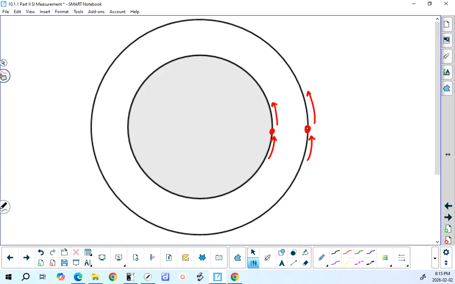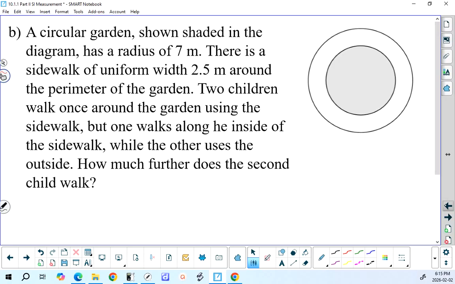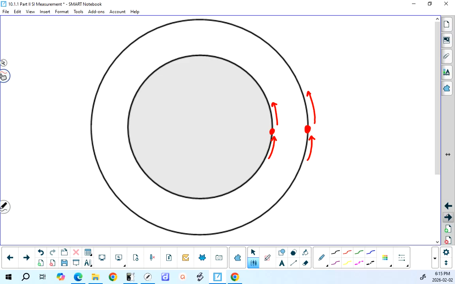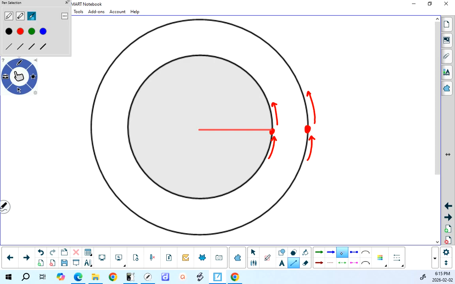Clearly, the child on the outside walks further. Now, what is the question? The question is, how much further does the second child walk? Well, the radius of this garden, the distance from the center to the actual garden, that is 7 meters. So that's the radius of the small circle.